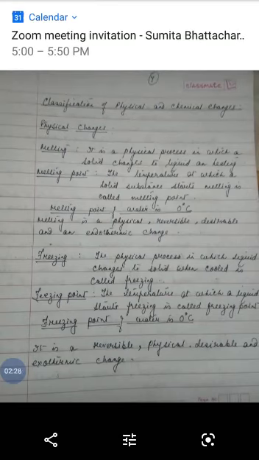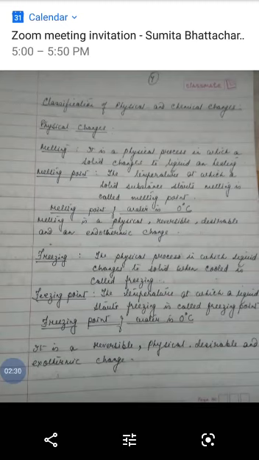Melting is one of the physical changes. What is melting? It is a physical process in which a solid changes to liquid. You all know about it. Ice melting into water is the process of melting. Ice is the solid, water is the liquid, so the process is known as melting. The particular temperature at which the solid melts is known as the melting point. Every solid has its own respective melting point.